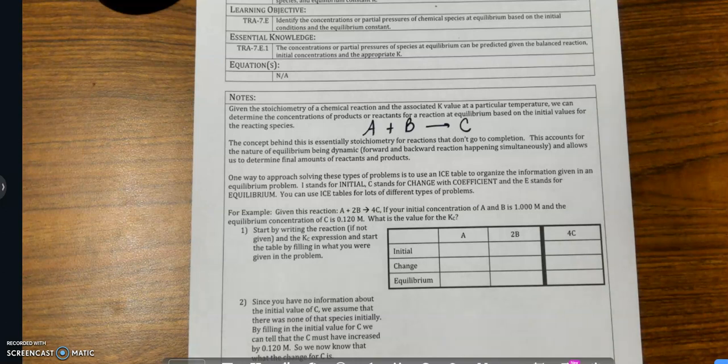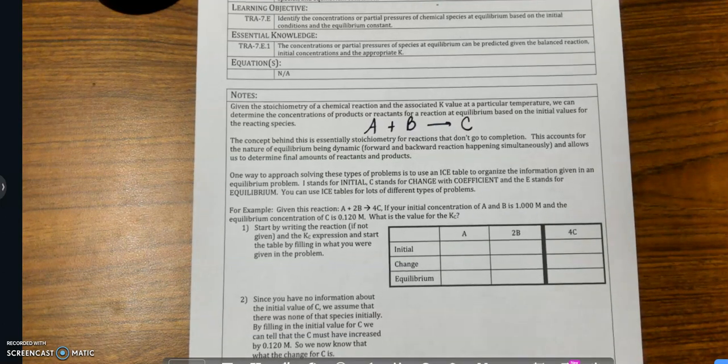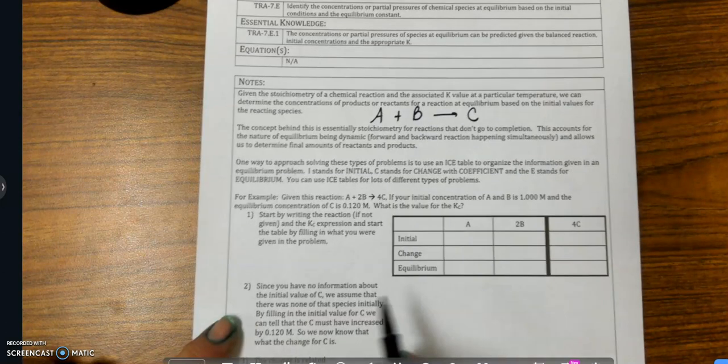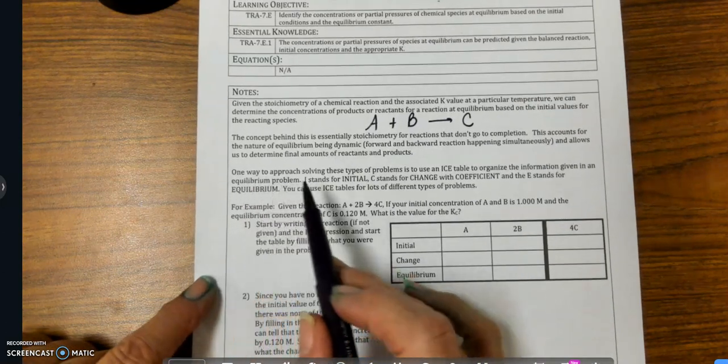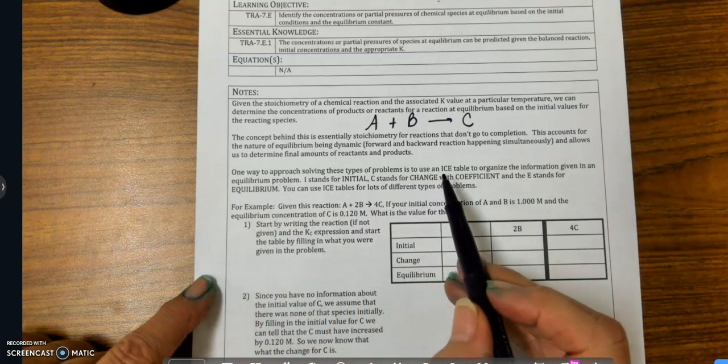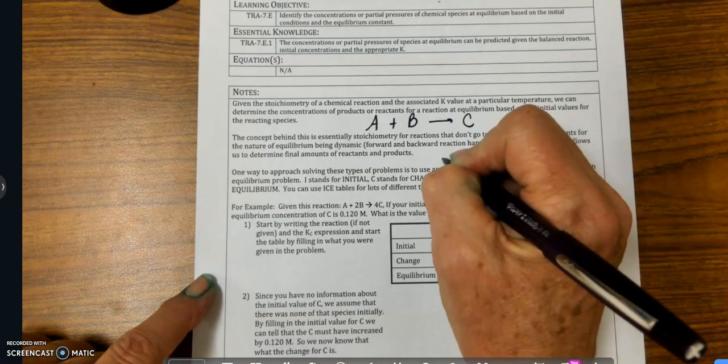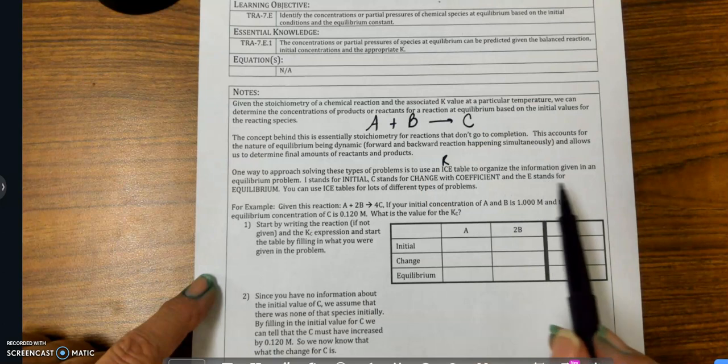And so you're going to be asked to calculate what those concentrations are and use those to calculate K, or you're going to be given K and you're going to have to find out what the concentrations are of your species. Now, the best way to do this is what's called a RICE table. So it says here, one way to approach solving these types of problems is to use an ICE table. I call it a RICE table, and I'll show you why in a minute.